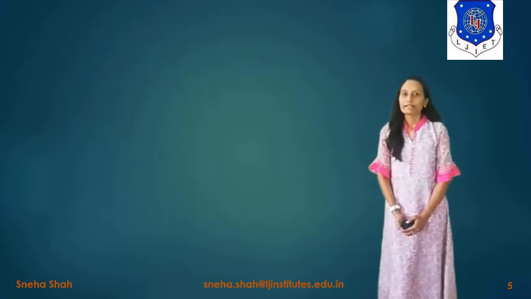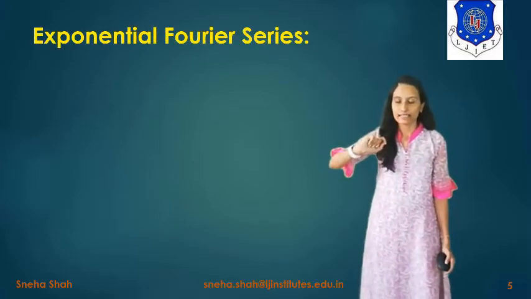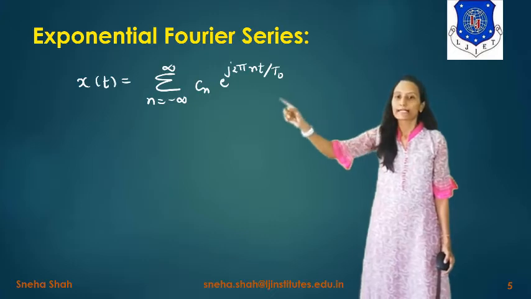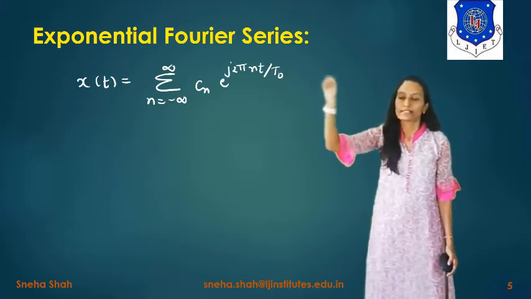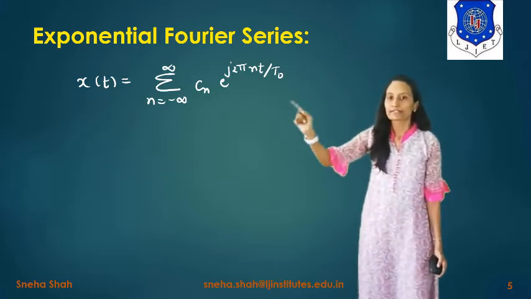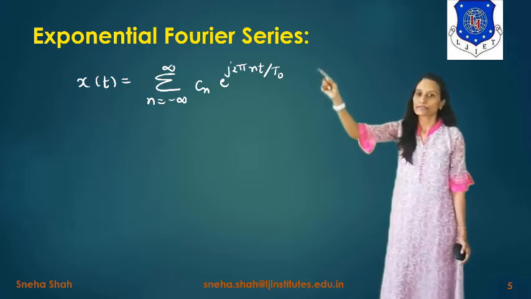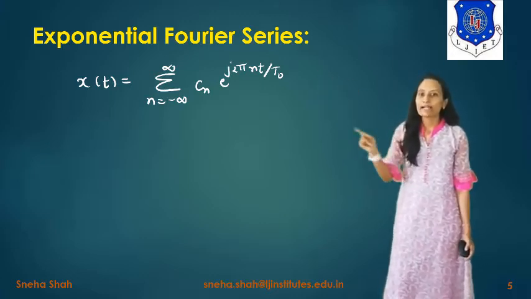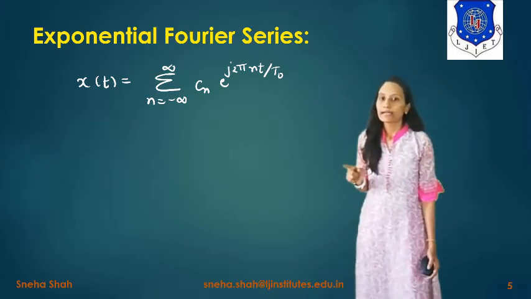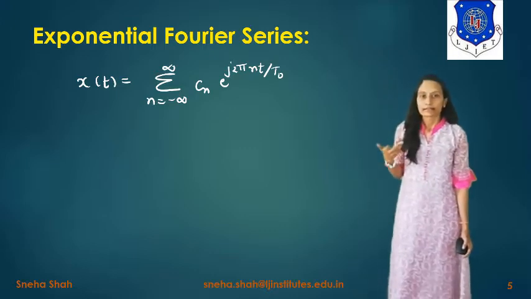Now for the third type, which is exponential Fourier series, the equation is in the form of exponential e raised to something. The equation is x of t equals summation n equals minus infinity to infinity Cn e raised to j 2 pi n t divided by t0. Here Cn is the coefficient.